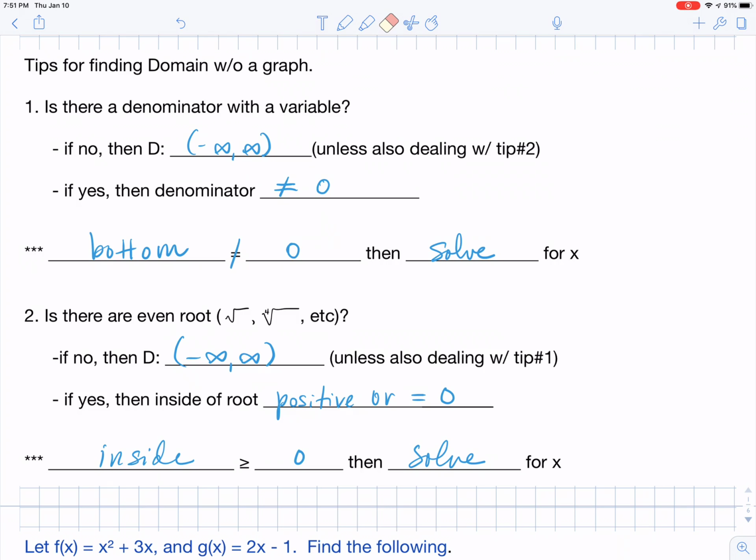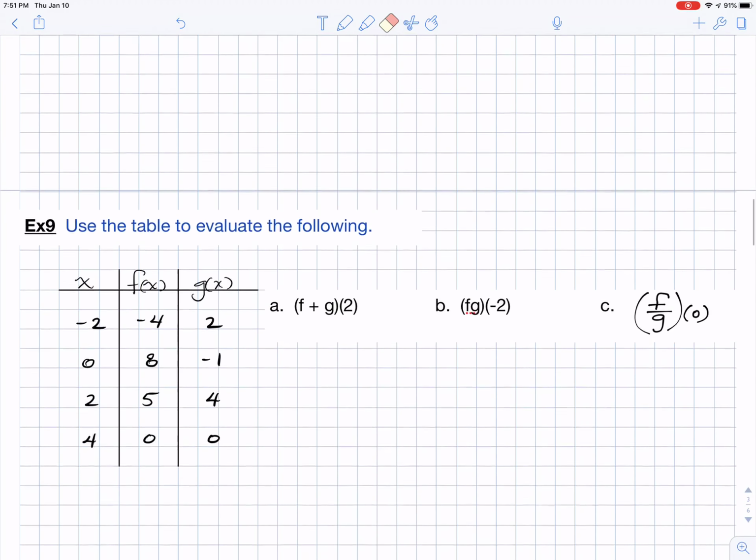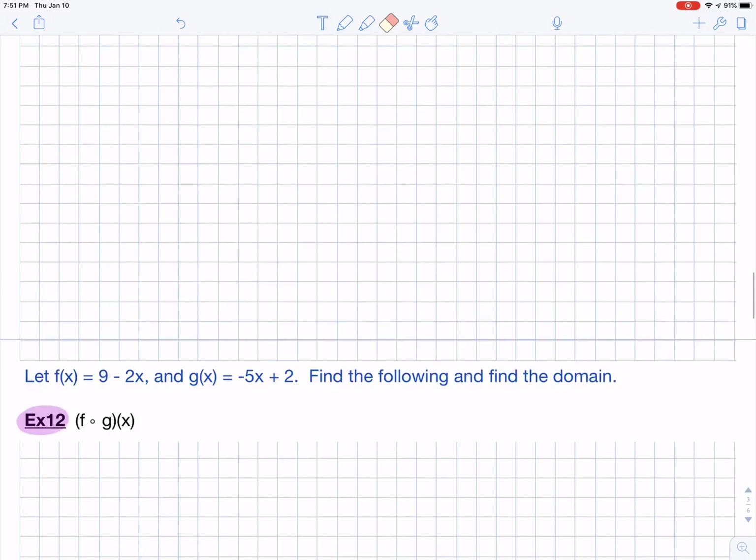Now, I want to point out one more thing in the notes. So if you would go down to the introduction to composition. Did I pass it?